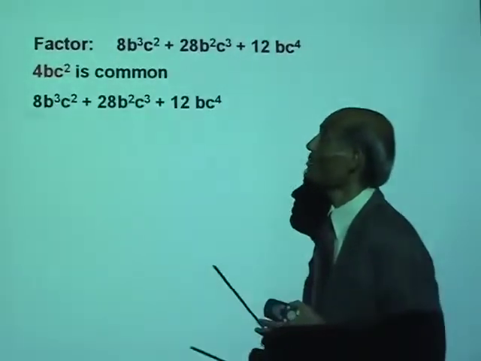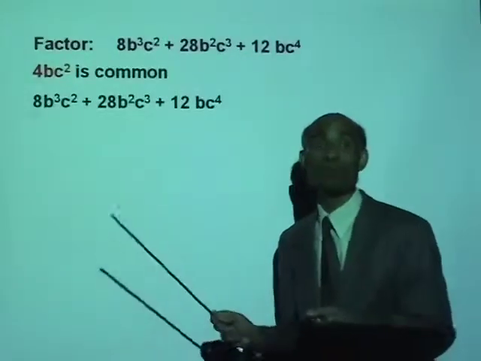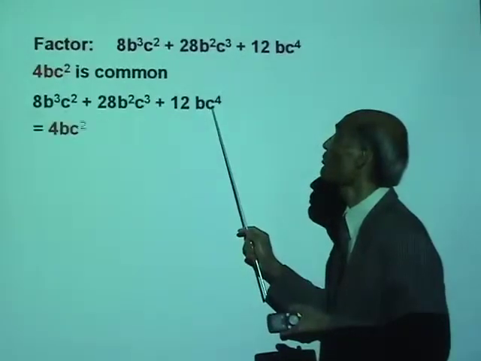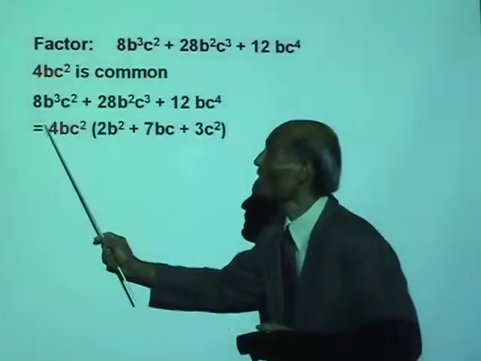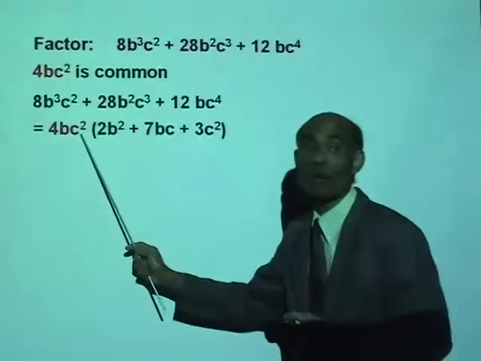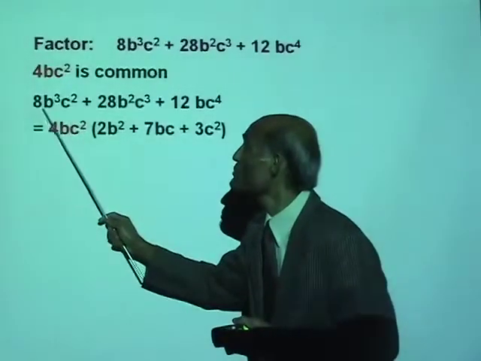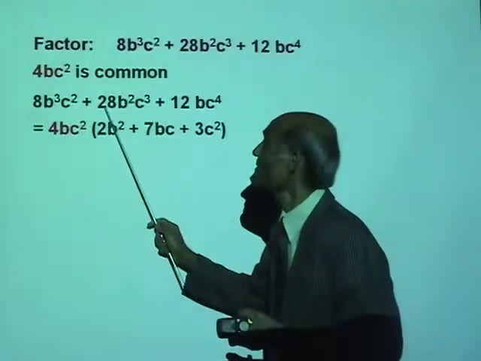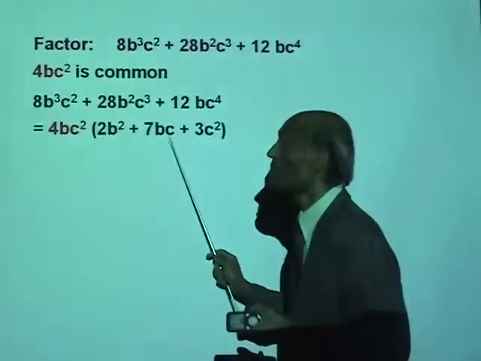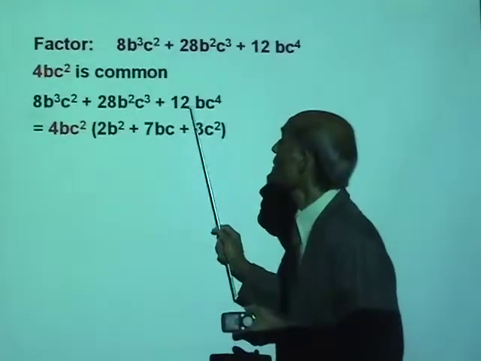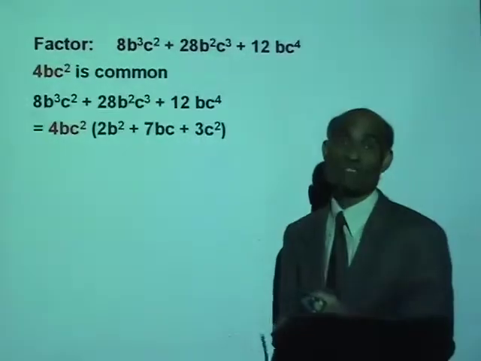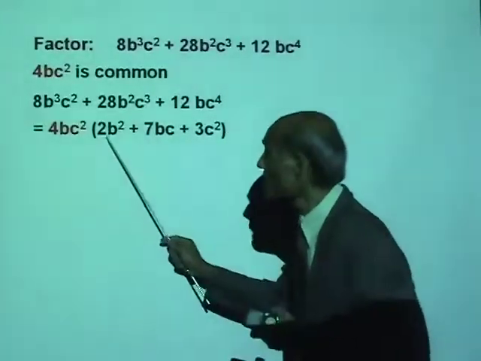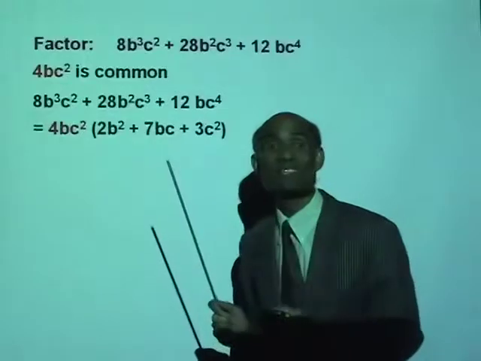8b cubed c squared plus 28b squared c cubed plus 12bc to the power 4. Factoring out 4bc squared will leave a 2b squared in the first term, plus a 7bc, the middle term, plus 3c squared, the last term. I hope you understand how this is done. Now you have a trinomial in its simplest form.